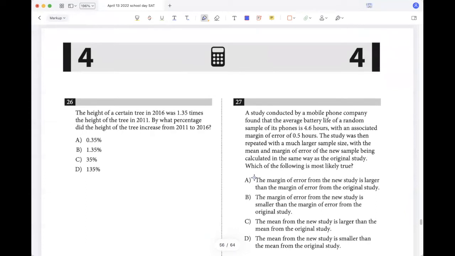The height of a certain tree in 2016 was 1.35 times the height of the tree in 2011. By what percentage did the height of the tree increase? So 35%.